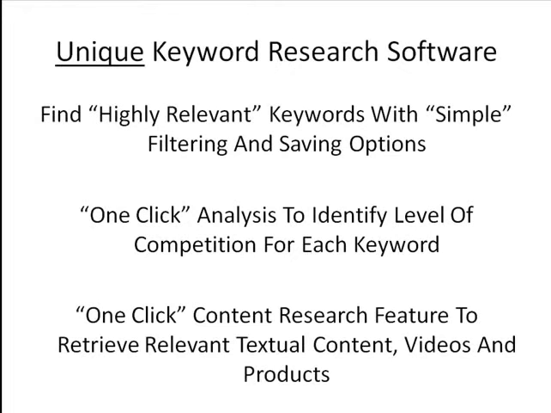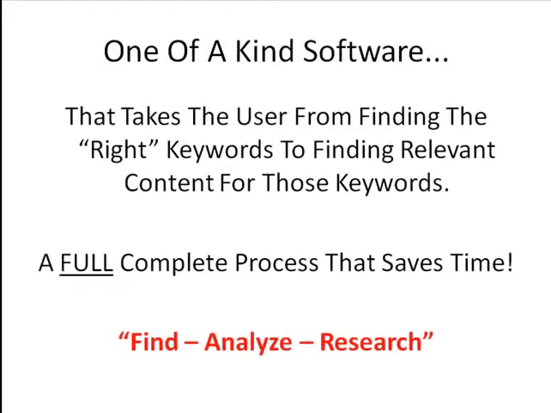Keyword Digger Pro is a unique keyword research software tool that you can use to find highly relevant keywords with simple filtering and saving options. It has a one-click analysis feature to identify the level of competition for each keyword, and a one-click content research feature to retrieve relevant textual content, videos and products. It's a one-of-a-kind software tool that takes the user from finding the right keywords to finding relevant content for those keywords. It's a full, complete process that saves time, and it allows each user to find, analyse and research content all within the same software tool.